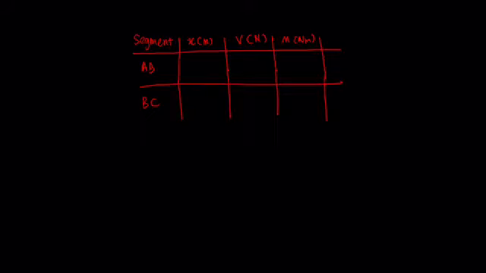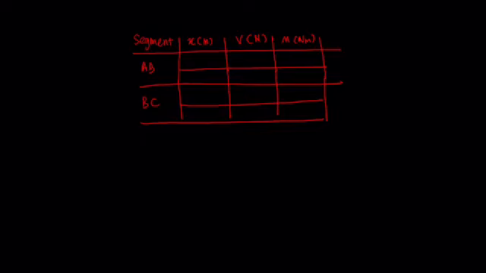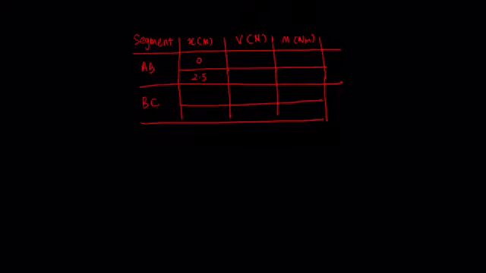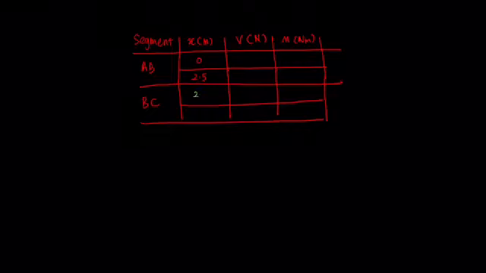Since for x you have two distances, then you put another row here. Same goes to this one. For segment AB, the range of x value is between 0 and 2.5. For segment BC, should I use different color? Segment BC, you have 2.5 and also 5, as if you already calculated all the values.